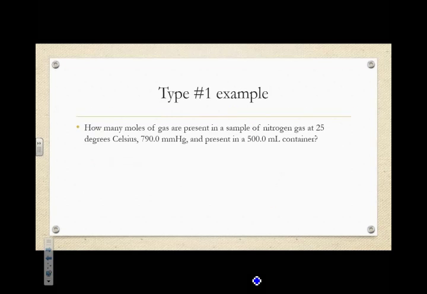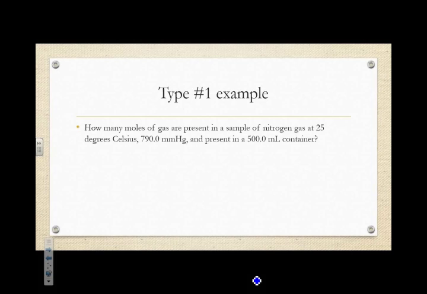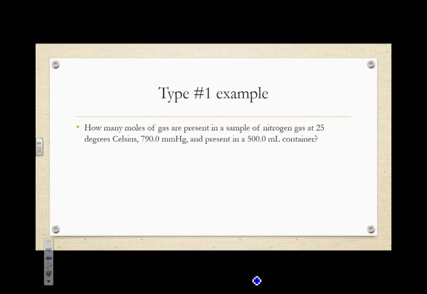So let's talk about how you would solve each of these. Looking at number one, this problem, when we read it, gives us one set of conditions for the gas and asks us to solve for a missing variable. So it says how many moles of gas are present in a sample of nitrogen gas at 25 degrees Celsius, 790 millimeters of mercury, and present in a 500.0 milliliter container.